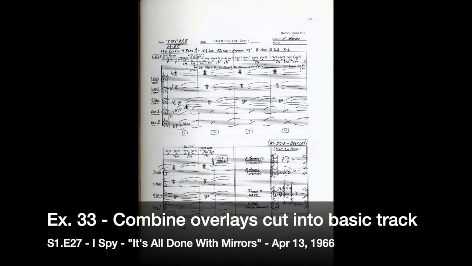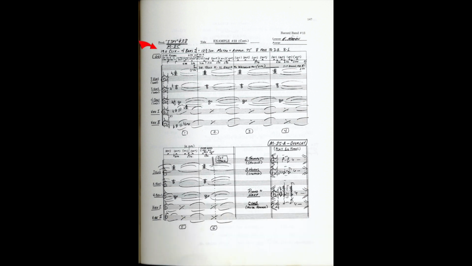Example 33 illustrates a different kind of overlay. If you will look at the bar breakdown in the book, you will see that the light flashing on and off, which was a story point, fell into rhythmic patterns that would be impossible to translate musically and accurately. The solution was to record the basic track first, which is example 33, and then make the 10 light flash effects separately and cut them in on a B-reel.